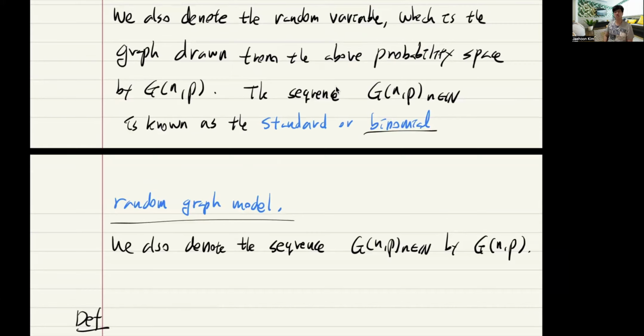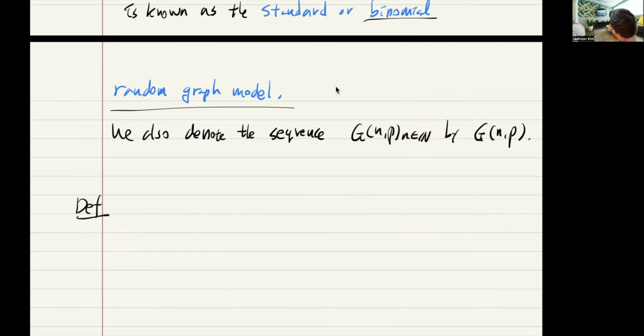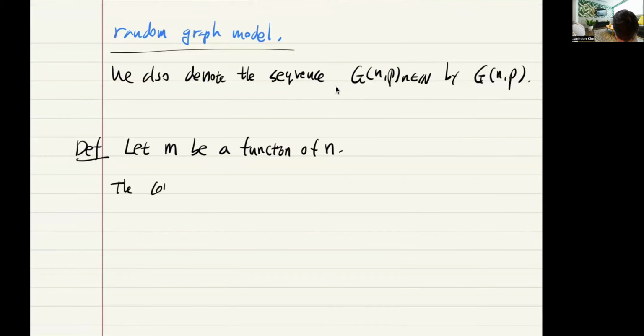And this name suggests that there could be other random graph models as well. So this is the standard random graph, and there are non-standard random graph models. Of course, there are many ways to define this probability space, and each of them has its own advantage in dealing with a certain problem. And maybe let me introduce one more thing that's very natural. Let's say M is a function of n. And we can consider the probability space.